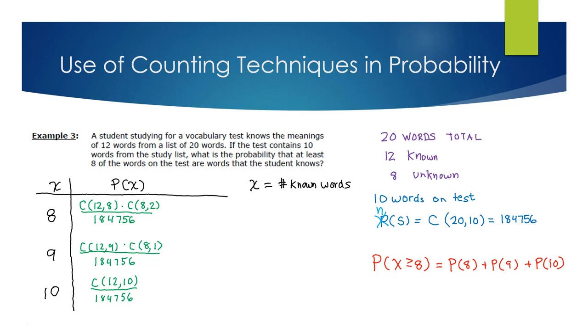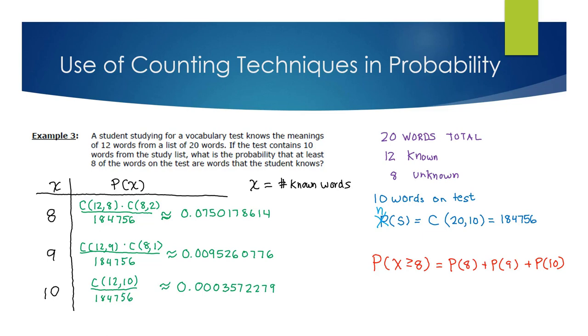Then I do the same thing for 9, except now I have the combination where n is 12 and r is 9, times the combination where n is 8 and r is 1. And the last one, the combination of 12, 10, is the circumstance where all 10 are from the group of 12 that the student knows. So I'm going to choose 10 out of that 12 and divide by my N of S, and that's going to give me these numbers here.